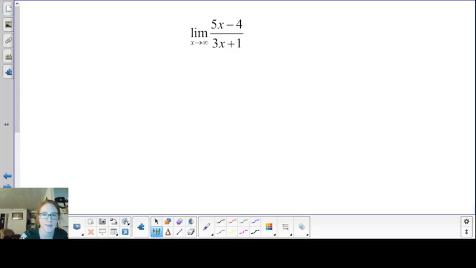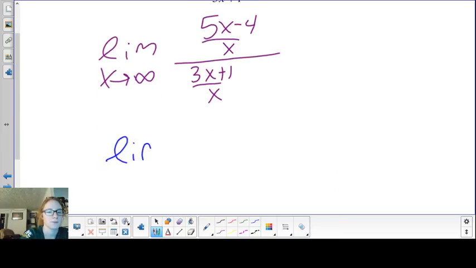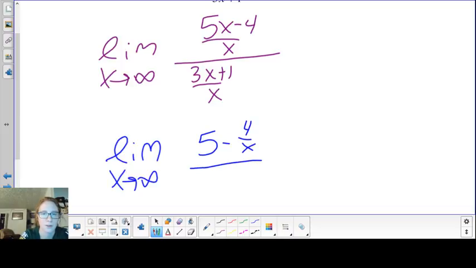Alright, let's try this next one. Now, I said biggest x because we're talking about the biggest exponent with the x. Now, in here, I know we have a 3x, but we're still just going to divide by x. So we have the limit as x approaches infinity of (5x minus 4) over x, over (3x plus 1) over x. So let's go ahead and simplify that down. So the limit as x approaches infinity of 5 minus 4 over x, over 3 plus 1 over x.